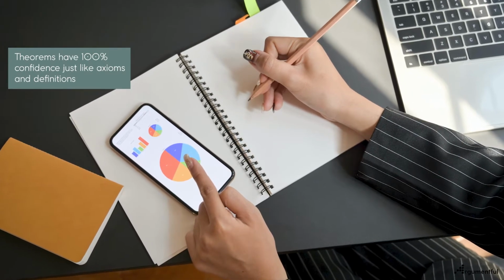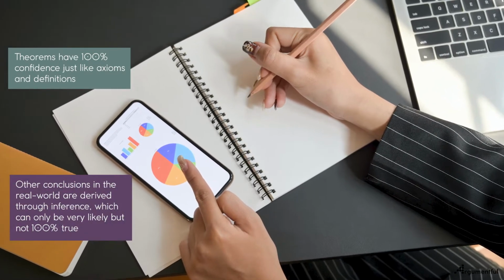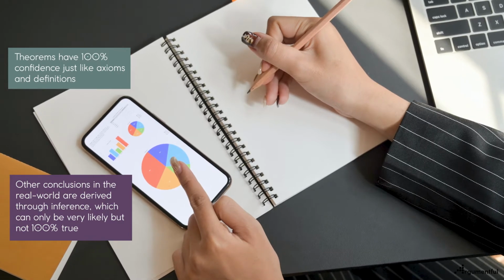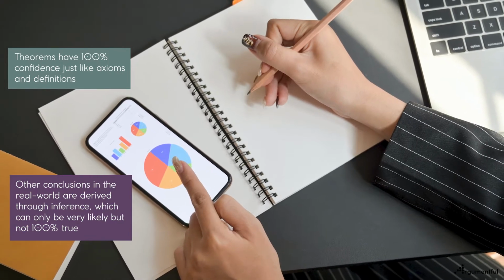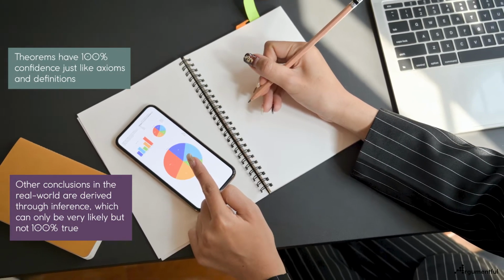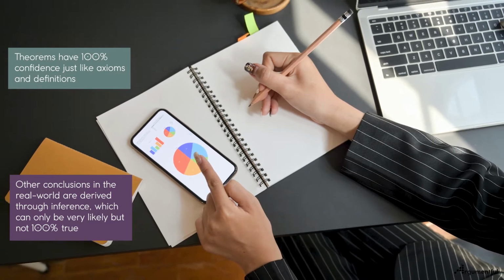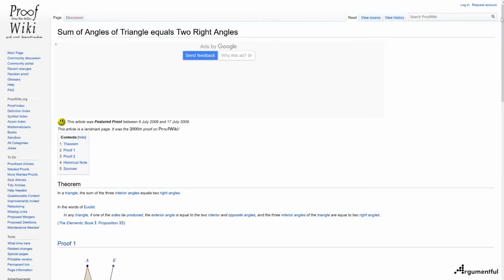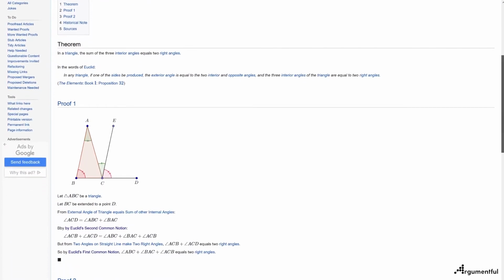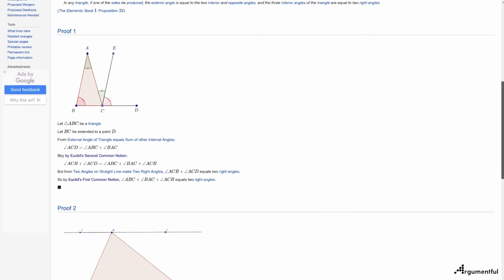This is important to know since other conclusions in the real world are derived through inference, which can only be very likely, but not 100% true. So by using an argument map, we'll be able to show the whole process used to build a theorem, and visualize all the axioms and definitions used in the proof. For a full reference of Euclid's axioms, we'll use the contents from these two pages, which will be linked down below in case you want to check them out.